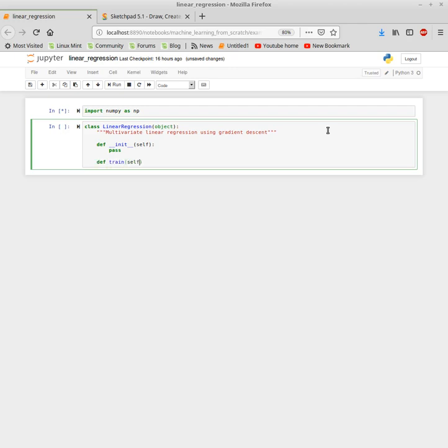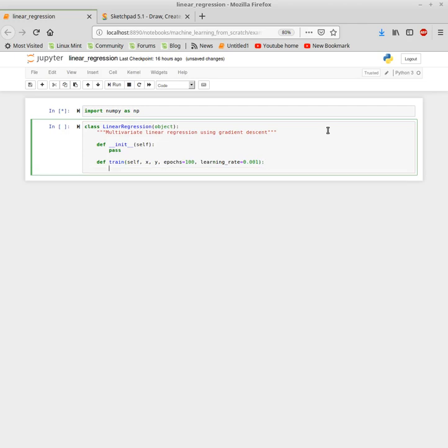Make a train method with self and XY as the parameters. Epochs, you can just initialize it to be like, I don't know, 100 or something. Learning rate, we can just set it to something like this. And then this is the X data, and Y is the predicted value.